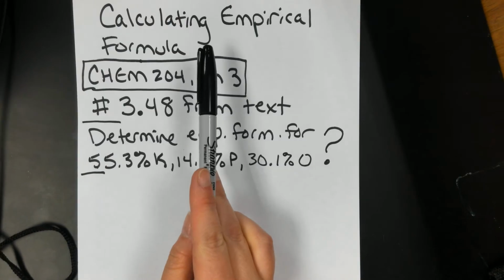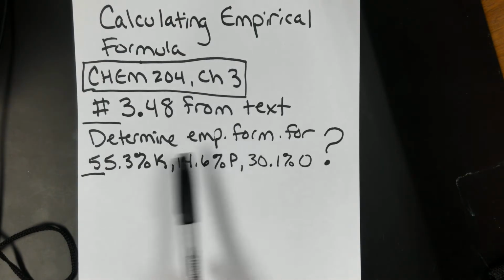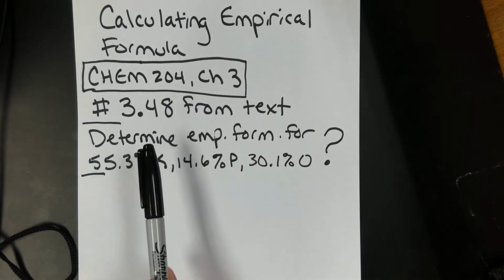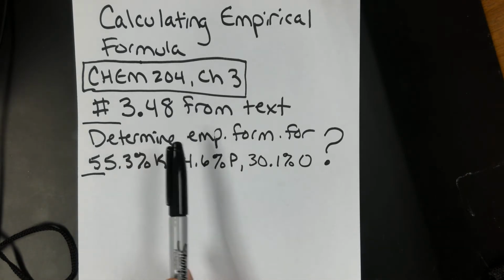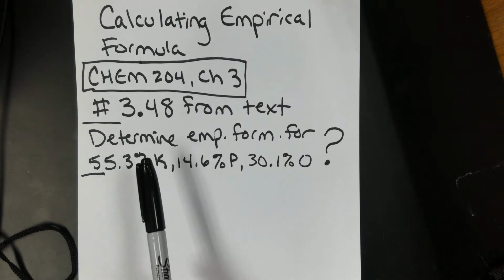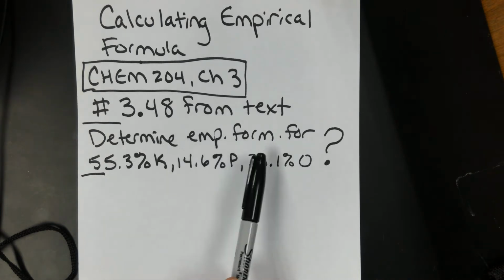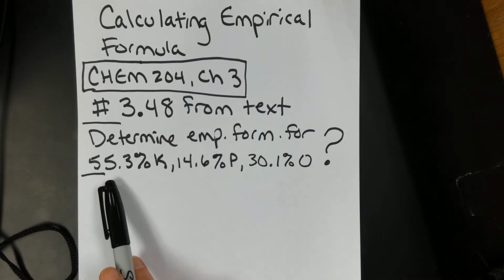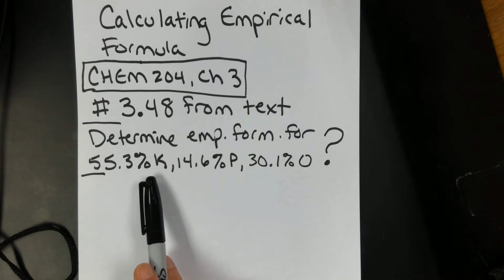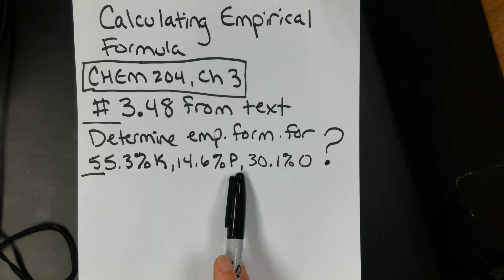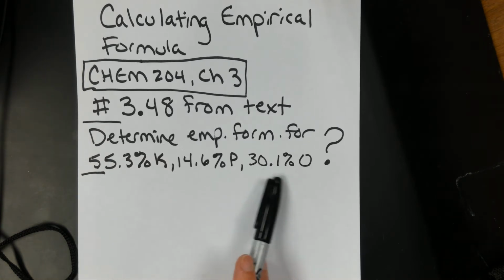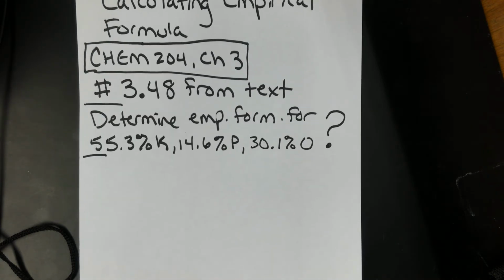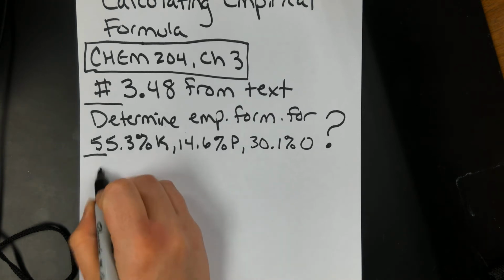It's calculating the empirical formula if you're given a bunch of percent by masses, right? So I went and found one from the text. It's 3.48 from the text, number 48. And it says determine the empirical formula for a compound that has by mass 55.3% potassium, 14.6% phosphorus, and 30.1% oxygen, right? So how I would start this one is you assume 100 grams.